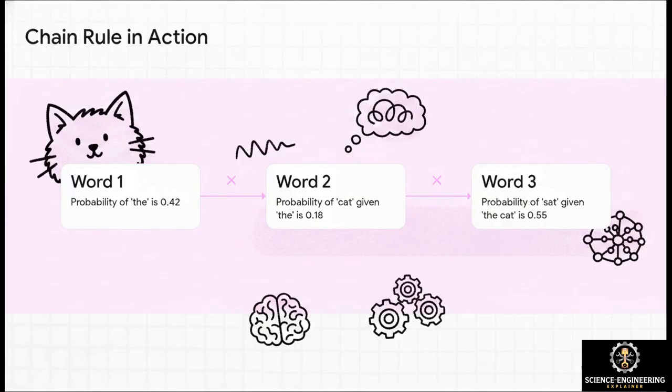Let's actually see it in action with a really simple 3-word sentence. The cat sat. The model starts by calculating the probability of the word the. Let's say that's 0.42. Then it figures out the probability of cat, given that the just came before it, maybe that's 0.18. Finally, it looks at the probability of sat, given the cat, which comes in at 0.55. You just multiply those tiny probabilities together, and boom, you get the probability of the entire sequence. Basically, an autoregressive language model is simply a neural network that's been trained to represent these exact little factors.